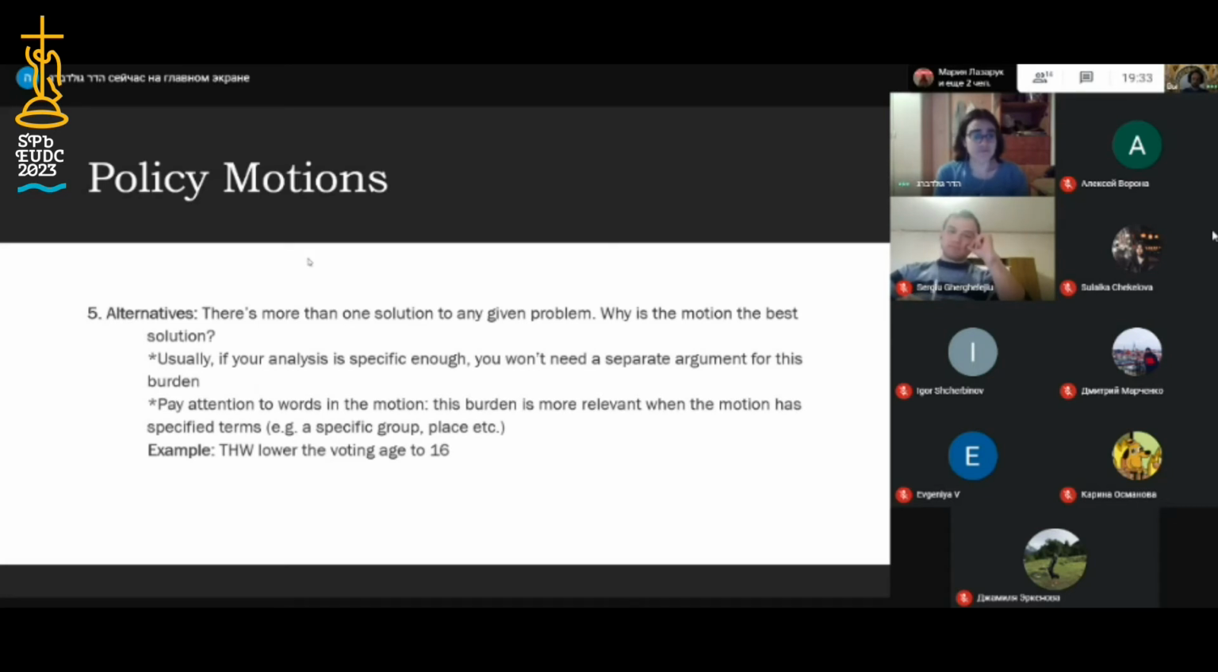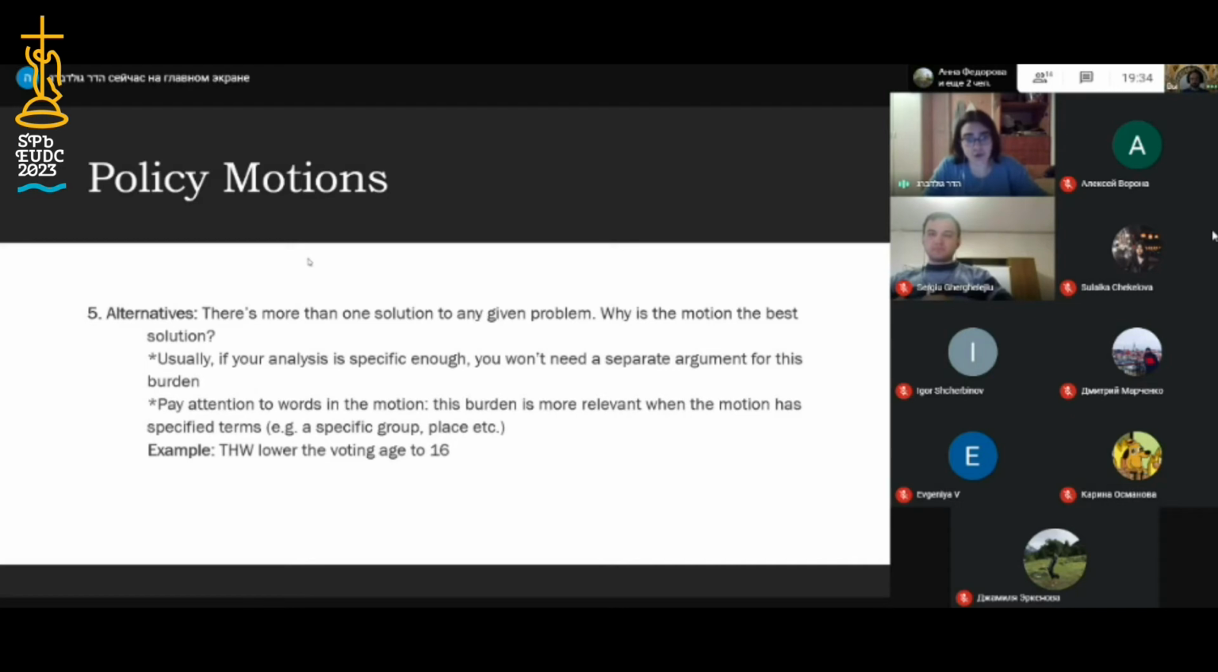A few notes on that. Firstly, usually we can avoid this burden if our analysis is specific enough. That is, say I want to prove that the way to solve the problem of smoking is by banning it. Rather than making a separate argument for each alternative, like here's why added taxes on smoking won't help, and here's why putting ads on smoking that show that smoking is bad for you won't help, etc., which wastes a lot of time, I would try to make my analysis of the solution sufficiently specific to the motion.